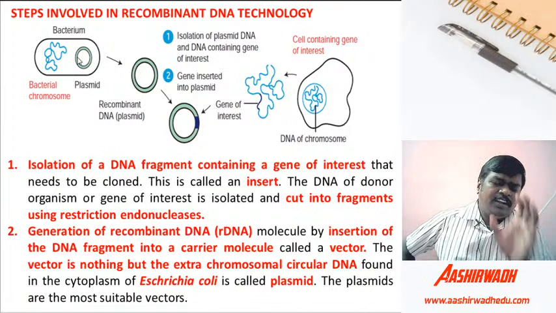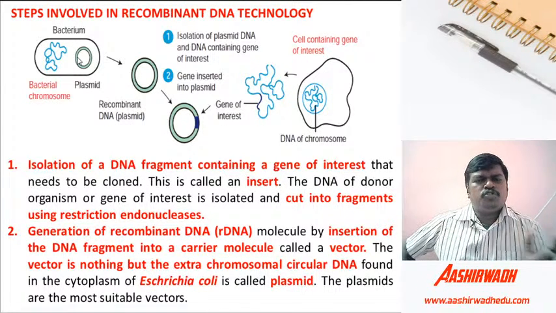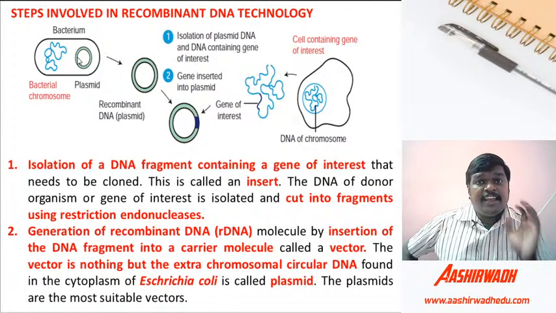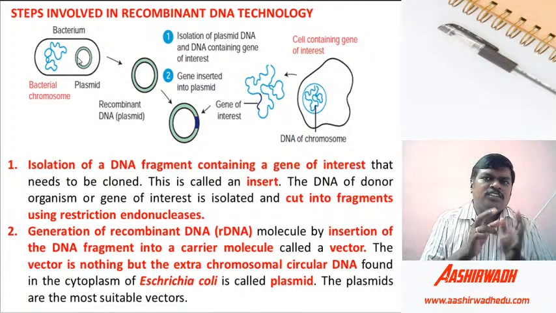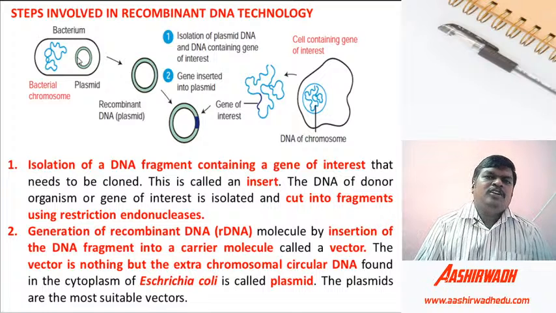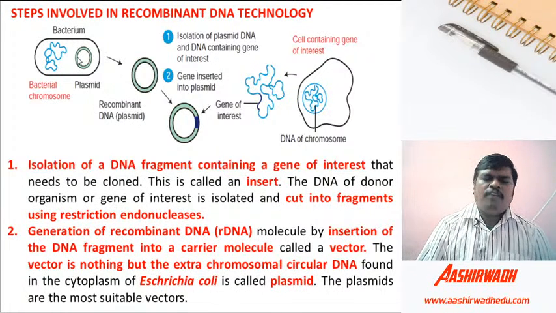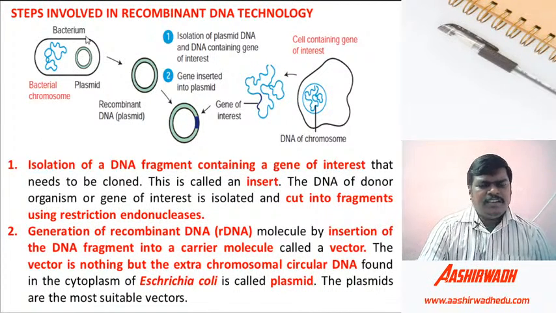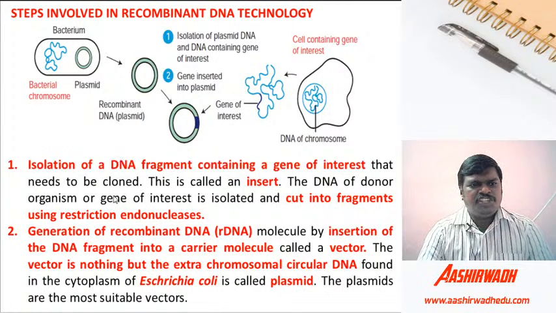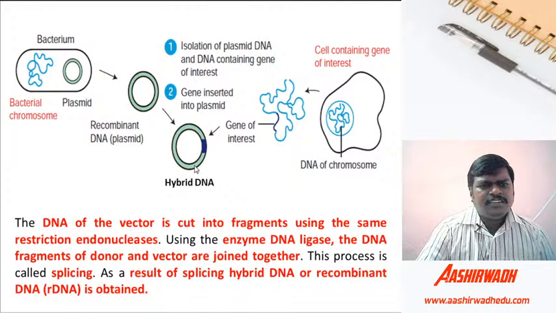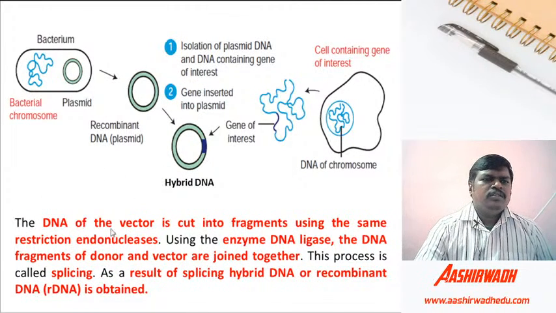So this plasmid is an extra chromosomal material, a circular, double-stranded extra chromosomal material that is present in the cytoplasm of E. coli bacterium. So that is the most suitable vector for transferring genes. And now also we have one more vector, that is called the Ti plasmids, which are widely used to transfer genes into the plants. Then, this is the process. This is the first step: isolation and generation of recombinant DNA. This is called recombinant DNA. Next is the DNA of the vector.